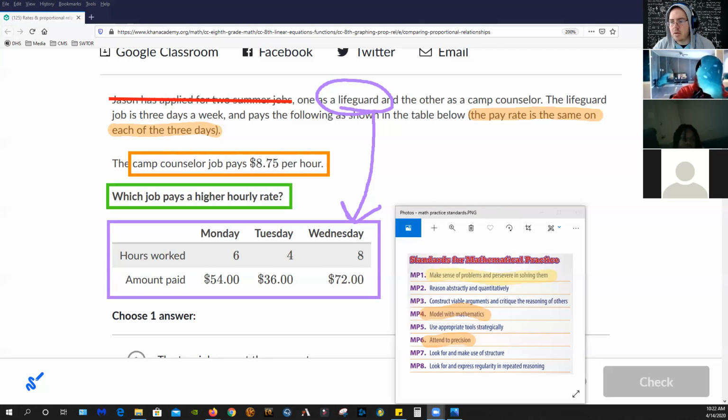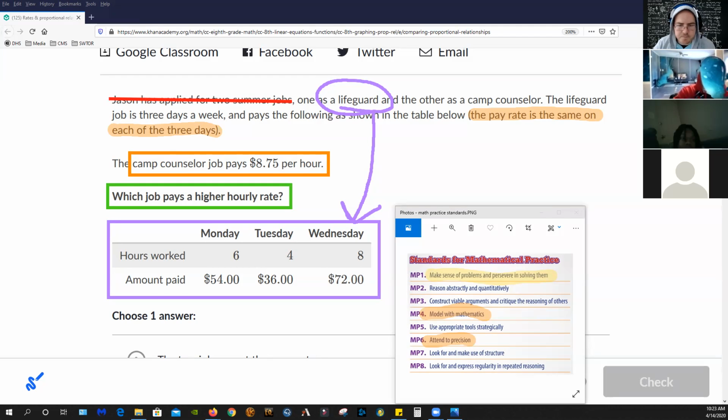What are you guys thinking, chat? Which one pays more, being the lifeguard or working as a camp counselor? Sound off in chat if you think you know. It says the camp counselor pays $8.75 an hour, and then we've got these numbers, days, and hours worked for the lifeguard, and we're supposed to figure out who's getting paid the most. I've got both answers in chat. Some say lifeguard, some say camp counselor.